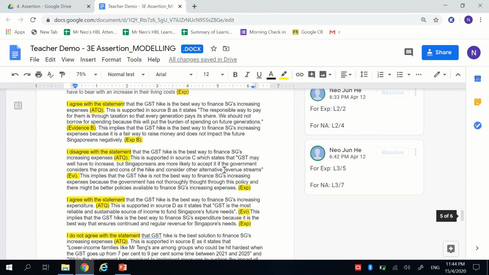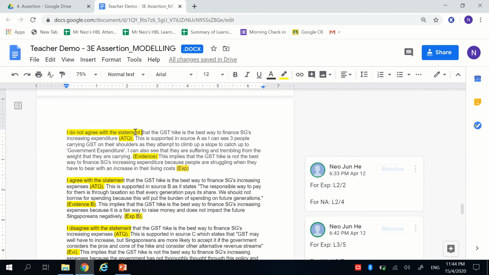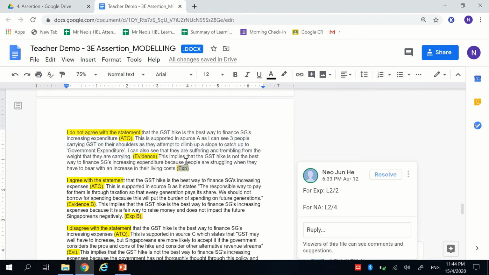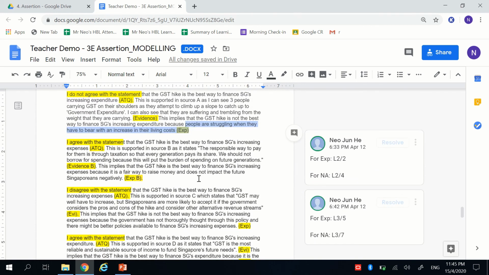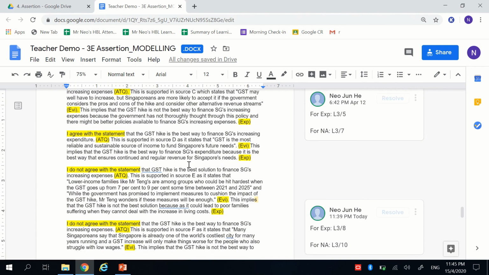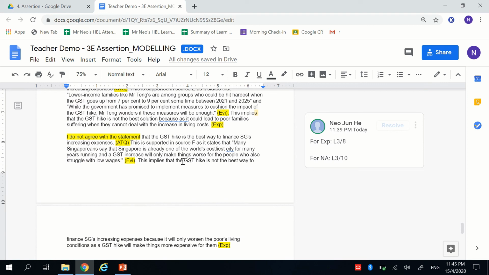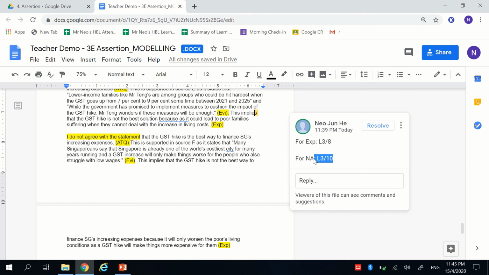A good answer should have your ATQ, where you tell me whether I agree or I do not agree with the statement. You tell me that this is supported in a given source that you are using, and then you quote relevant evidence to support your case. And lastly, you explain by linking your evidence to your argument without lifting. I repeat, without lifting. To score well, you need to write 5 good paragraphs. 5 good paragraphs would give the Express students a L3-8 and the NA students a L3-10.